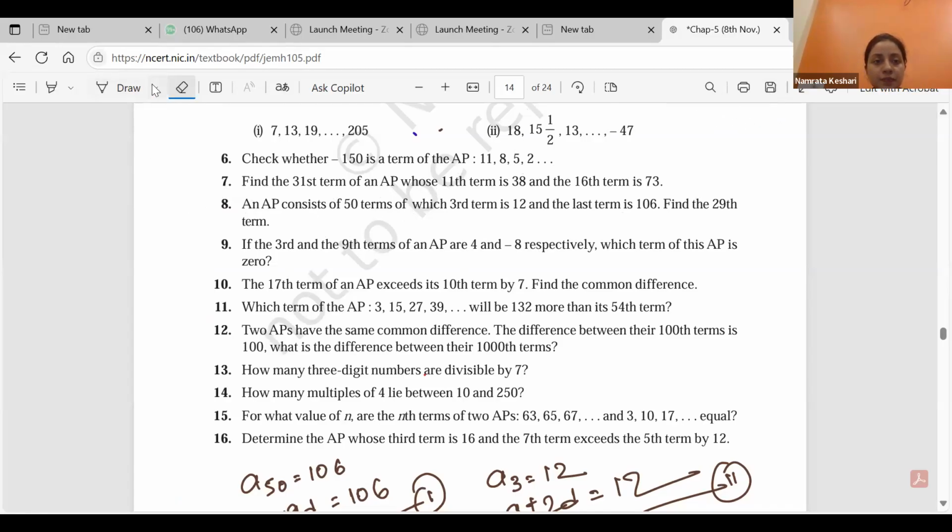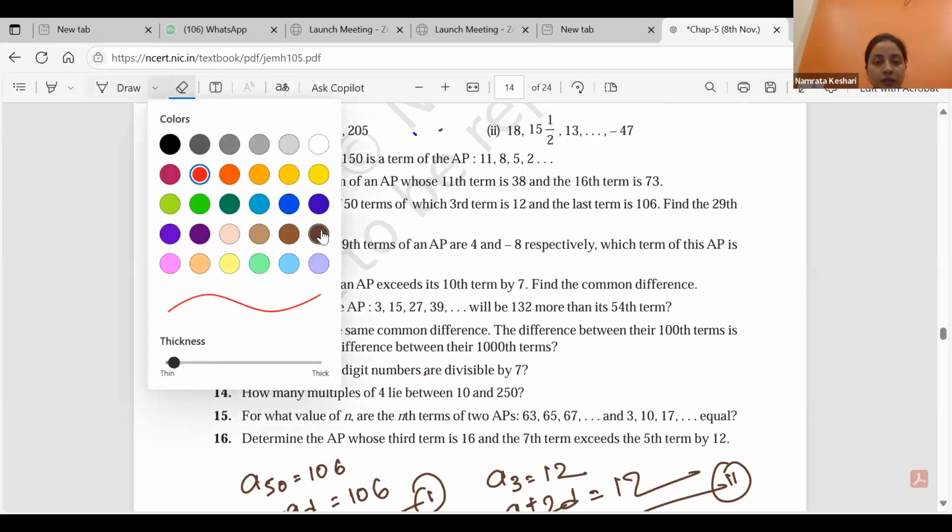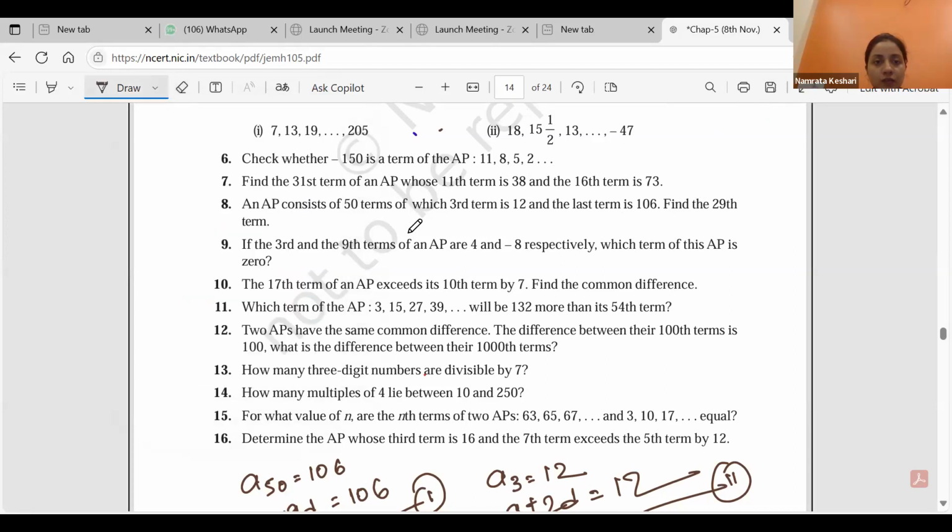Ma'am, we have to find whether -150 is a term of the AP 11, 8, 5, and 2. Is -150 a term of the AP?